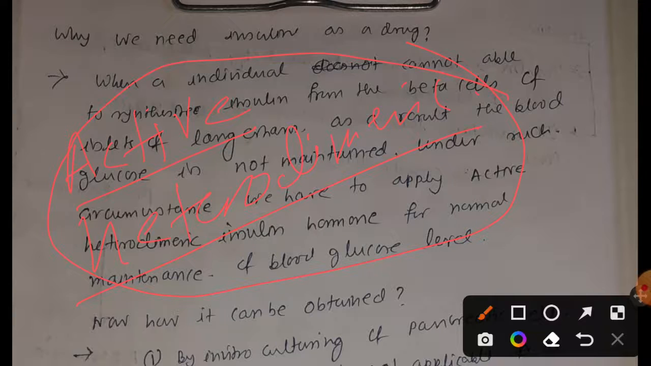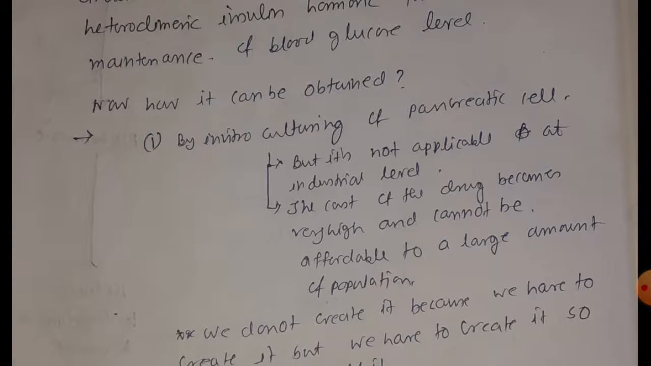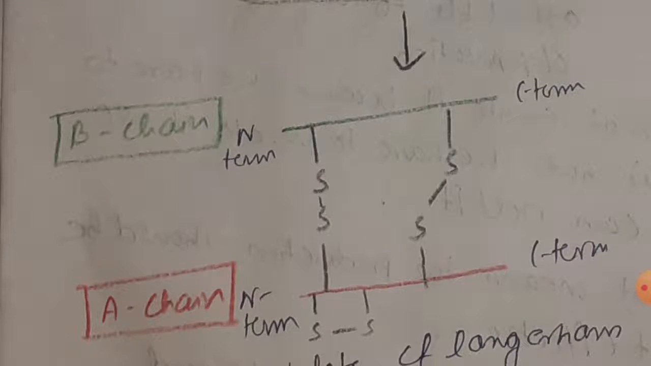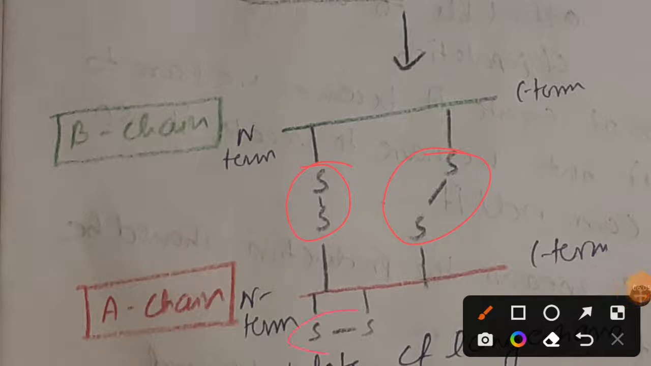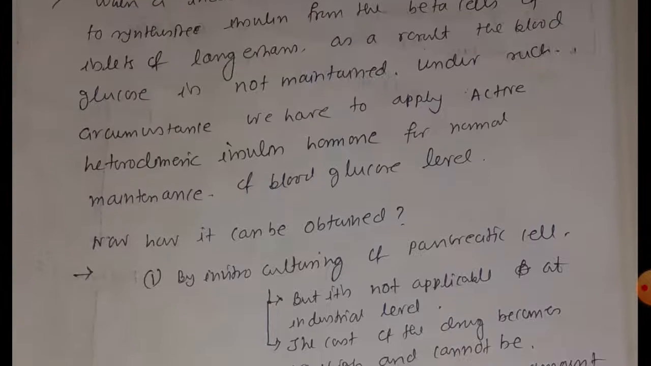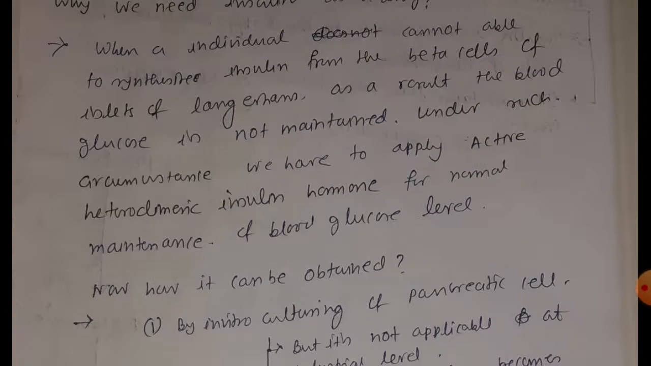Now we have learned what form of insulin we have to apply. The question now is how we can artificially synthesize the compound which consists of an A chain and a B chain joined together by disulfide linkage. There can be two possible ways. One possible way is by culturing pancreatic cells in vitro, artificially producing the insulin, and then transferring it.